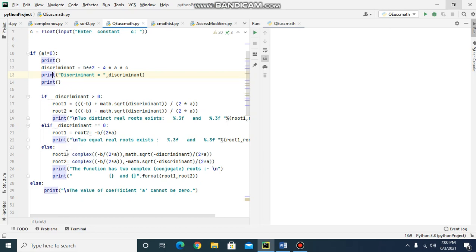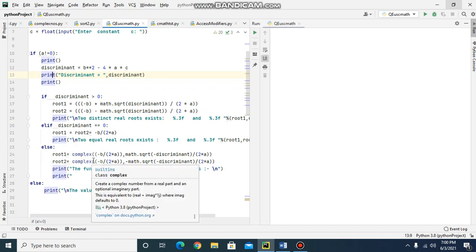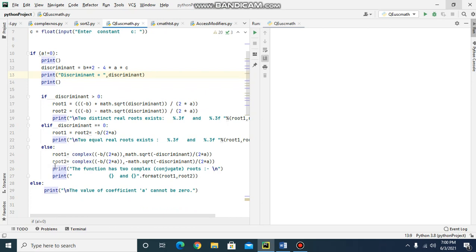So root 1 is a complex number which is returned by this complex method. Similarly, this complex method here returns the solution, that is root 2. And after that I am printing the root 1 and root 2 here. So we will execute this.